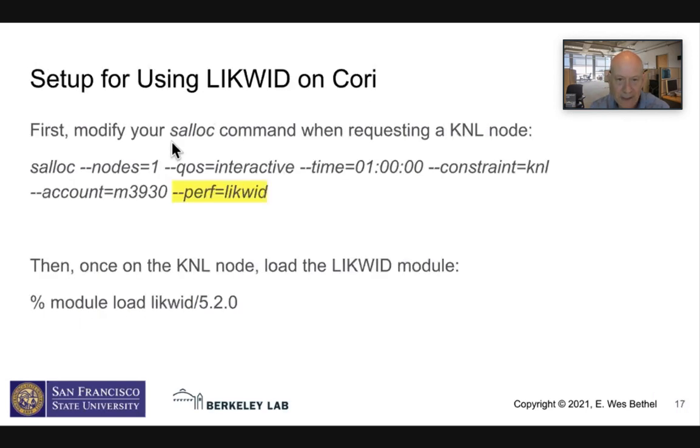So to get set up for using Liquid on Cori, you have to add a little bit to this salloc command. You have to add this --perf equals liquid to the end of the salloc thing. And what that does is that tells the Linux kernel that it's okay for you to access that information. And then once you're on the KNL node, you can load the Liquid module. Actually, you could load the Liquid module while you're on the login node, and then hop over to the KNL node, and the Liquid module will still be loaded and those tools accessible to you.